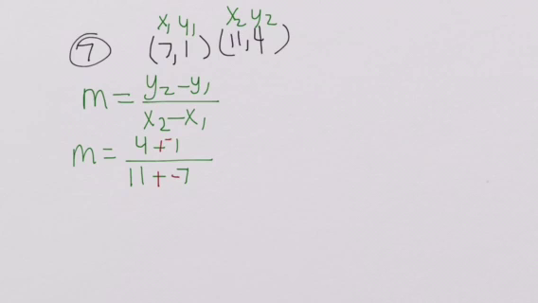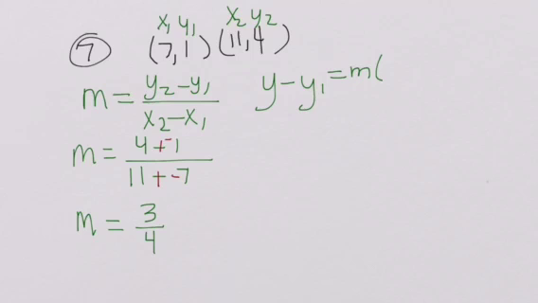So we're going to go ahead then and combine. So m is equal to 3 over 4. So that's our slope. Now, if we're going to use our point slope form, it's going to be y minus y1 is equal to m times x minus x1.